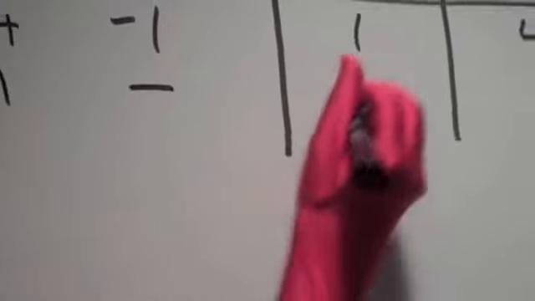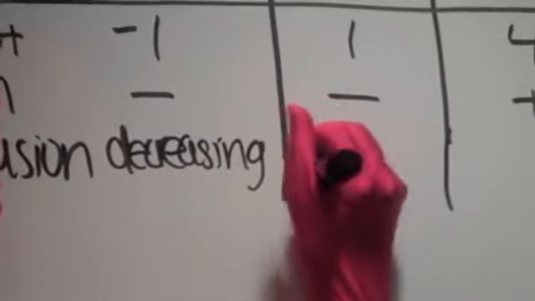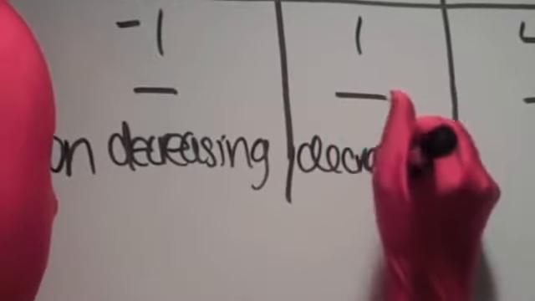When we plug each of these into the first derivative, or f prime of x, we find that the sign is negative for negative 1, negative for 1, and positive for 4. The conclusion of this means that the graph is decreasing, decreasing, and then increasing.